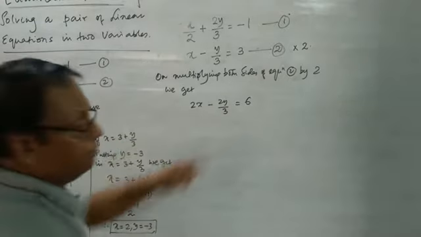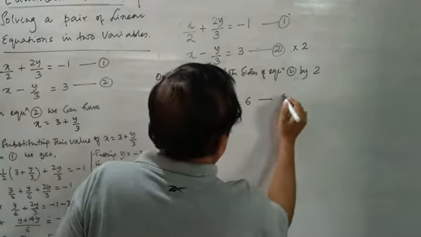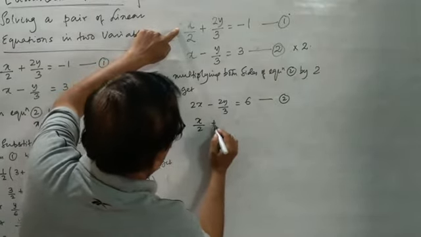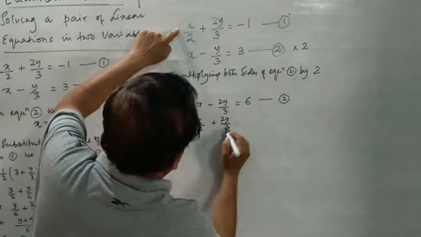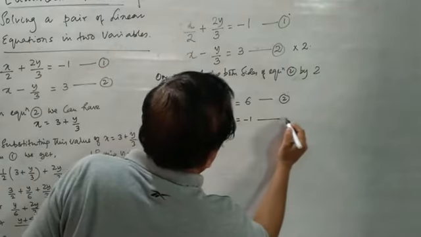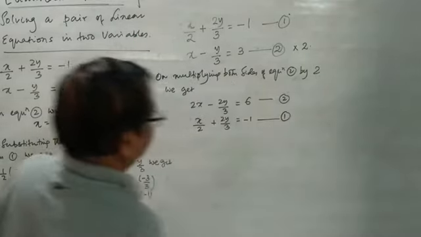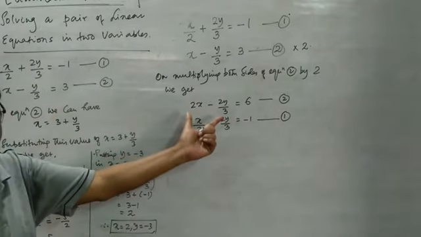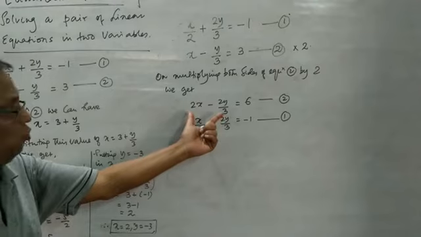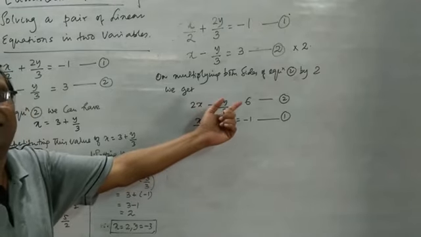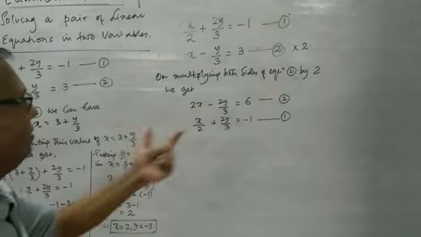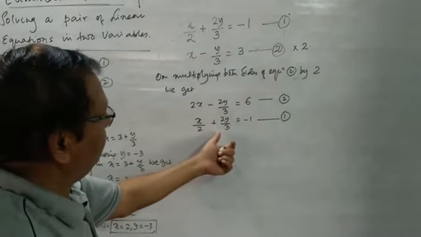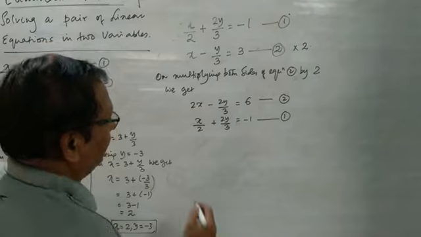This is your equation number 2. And write the equation number 1, x by 2 plus 2y by 3 is equal to minus 1. This is equation number 1. So now equation number 2 has taken a new shape, and that is 2x minus 2y by 3 is equal to 6. And the first equation remains unaltered, x by 2 plus 2y by 3 is equal to minus 1.